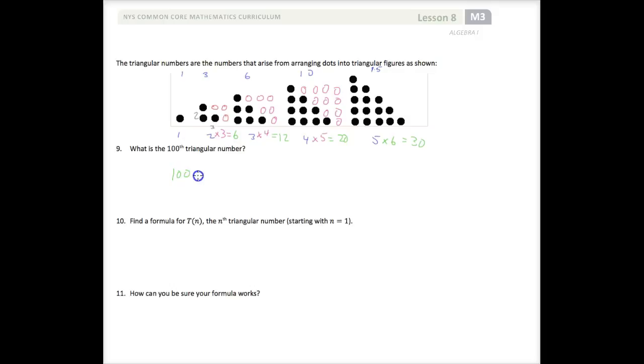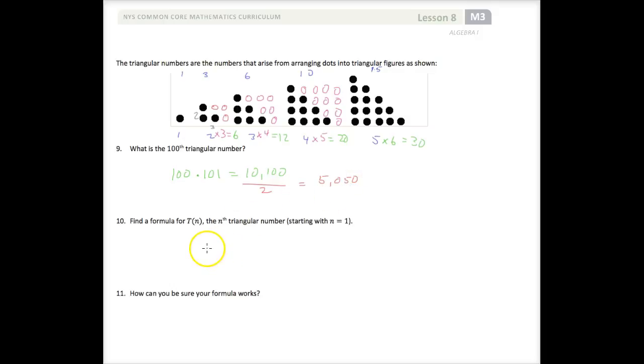Say 100 times 101. But then that gives us a number that's too big. That's going to be 10,100. But that's twice as many dots as we should have. So we'll go ahead and divide by 2 to come up with a final answer of 5,050.